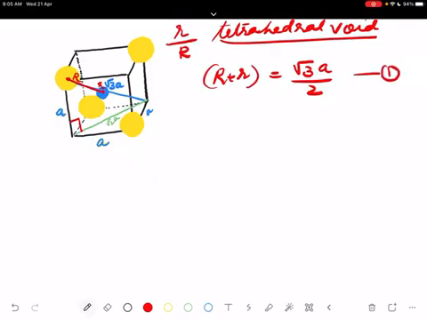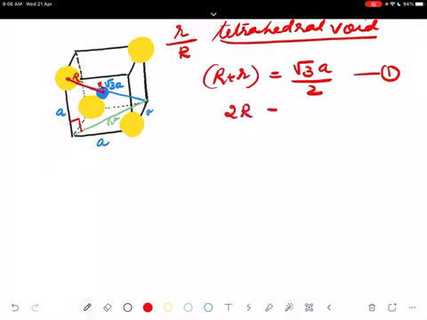Another thing you can notice is that this yellow ball is touching this yellow ball. When I showed you those four yellow balls, I told you that they are touching each other. This yellow ball is touching this yellow ball. That means it's capital R plus capital R, that is 2R.